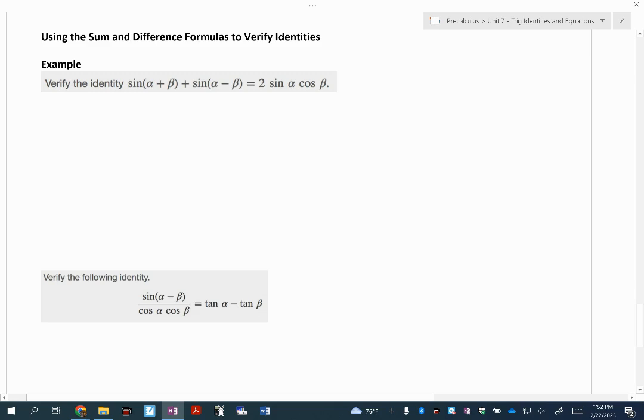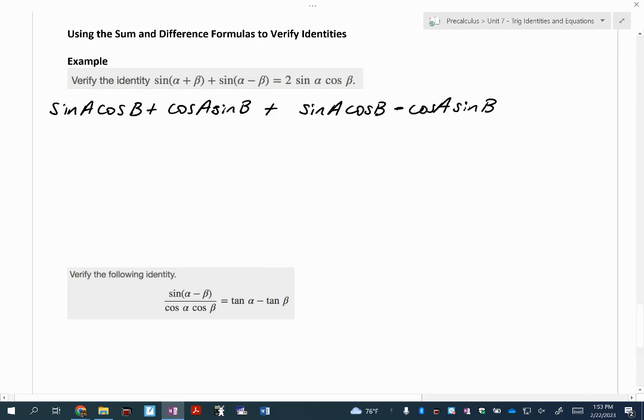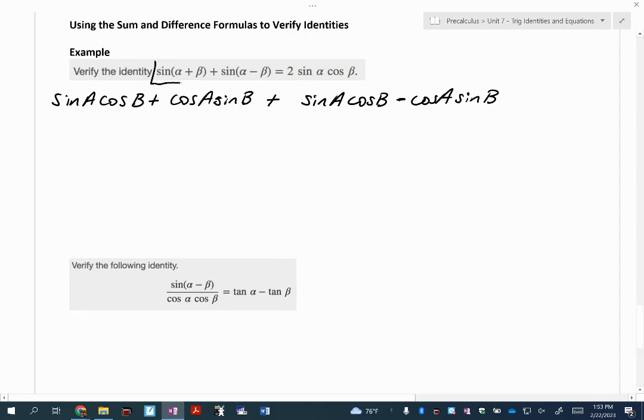Okay, let's do this first one. I think the left side looks more complicated. So I'm going to write out the sine of a plus b, which is the sine of a times the cosine of b, plus the cosine of a times the sine of b, all right? And then plus the sine of a times the cosine of b minus the cosine of a times the sine of b. So all of that I just wrote out is the same as this left side.